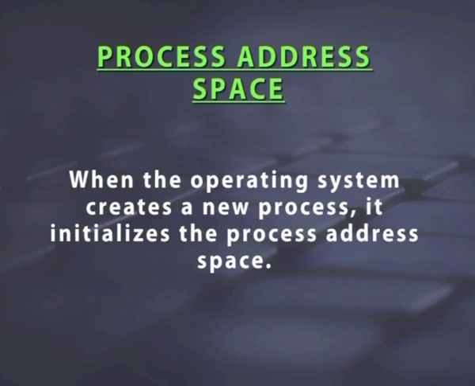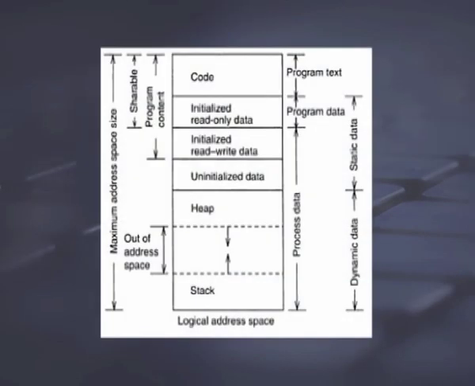When the operating system creates a new process, it initializes the process address space. In theory, an address space can be infinite. However, in practice, because of the limited availability of resources, address spaces are restricted to finite sizes. The structure of the process address space has been shown in this figure. It contains 4 variable sized blocks: code, data, stack and heap.